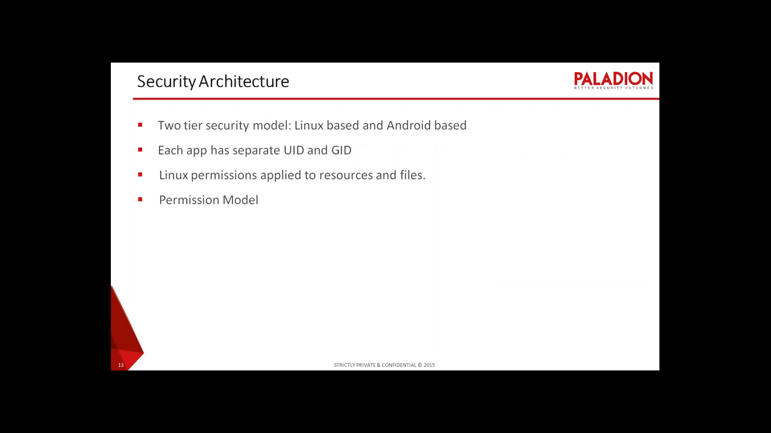Security architecture. So the security architecture of Android is a two-tier security model, where it inherits the Linux-based security approach and it has its custom security principles as well. In Android, each app has its separate UID and GID, UID being the user ID and GID being the group ID. So this UID and GID are given in order to control which resources they can access. So if you have a particular group of applications, you will give access to particular resources to that group so that all the applications sharing that group ID can access. Next, Linux permissions are applied to the resource set files. So if you see the permission model of Android, it is almost similar to Linux with all the read, write, execute and the similar numbering structure for the permissions.